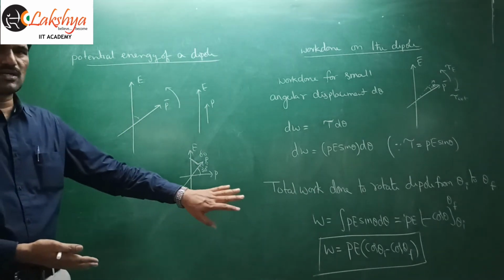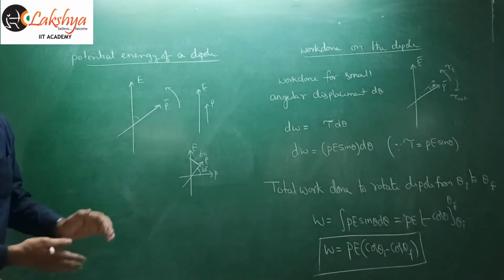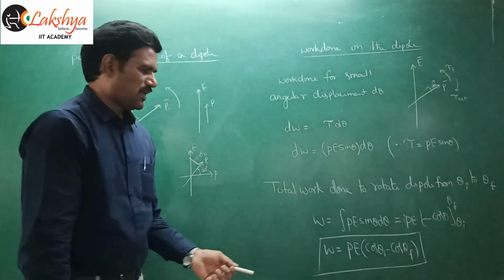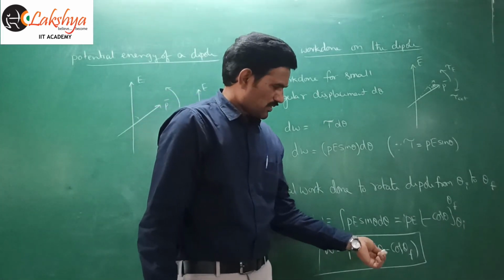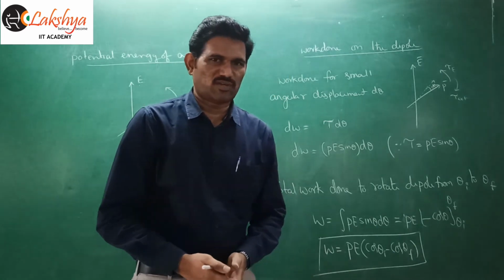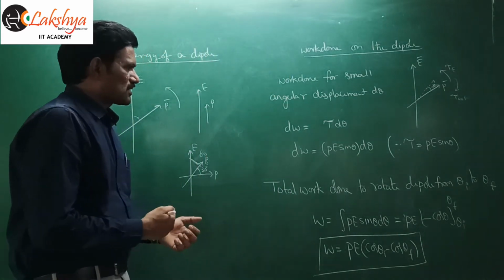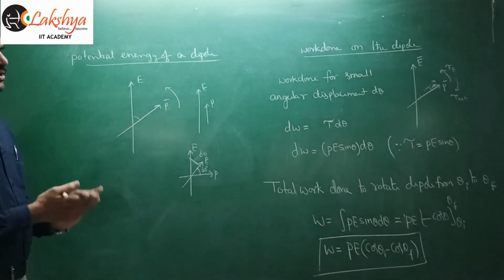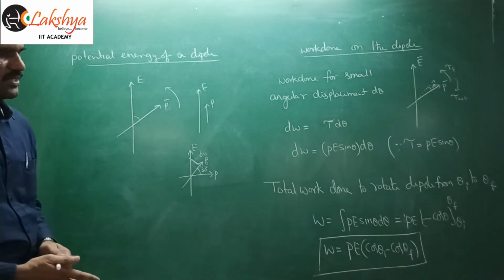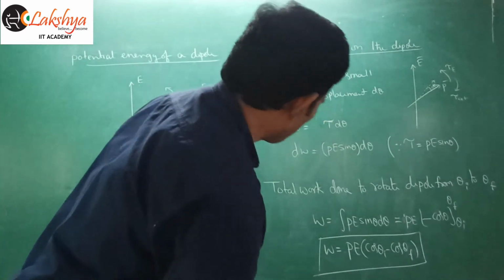So what we are calculating is the work done by the external agent. That is the work done expression here: P into E into cos theta initial minus cos theta final. Next, let us come to the potential energy. Once this work done is completed, the potential energy calculation will be easy for us.